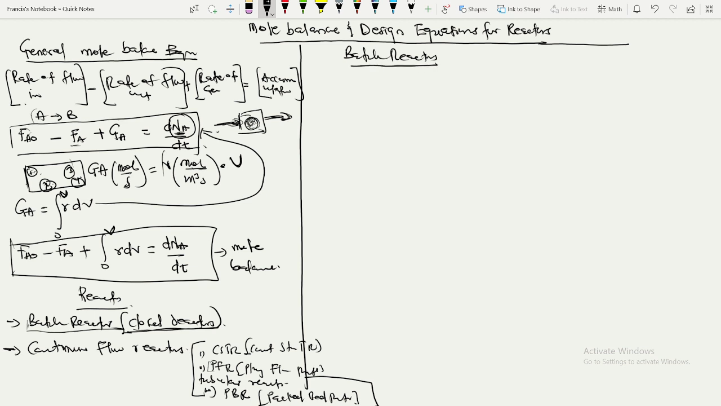To design it, you have to go back to our mole balance equation, and that is FA0 minus FA. The A here is the reactant because we are doing the mole balance based on one species. So if you have a reaction A going into B, you are doing the mole balance based on this species. In a different reaction, if you have A plus B going into something, you are doing a mole balance based on species A. You can also do it based on species B, but you also take note of something here.